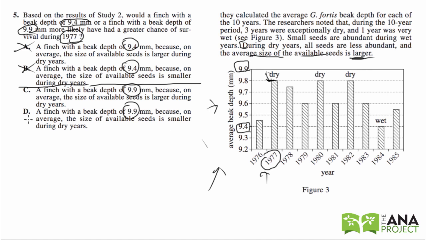So we can cross out D because right here it says the size of available seeds is larger. So that leaves answer choice C. And that's it. I'll see you for question number 6.